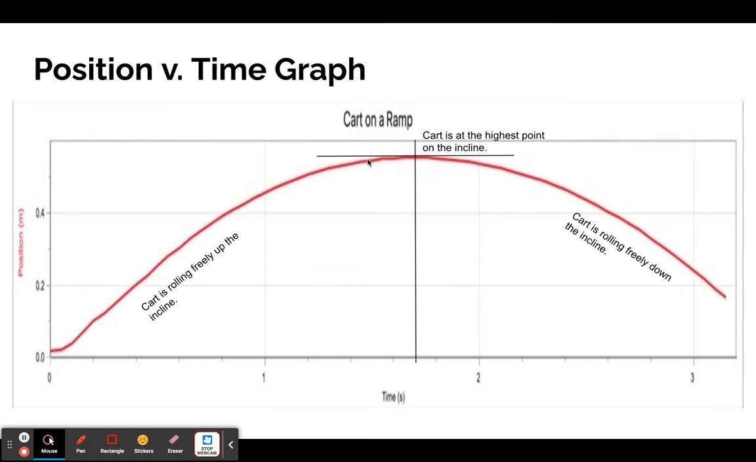Okay, the slope at that instant is 0. So the slope of the graph at that position is 0. So we know that the velocity is 0 for an instant right before the object changes direction and begins rolling back down the ramp freely.